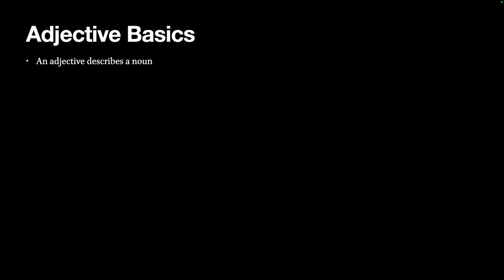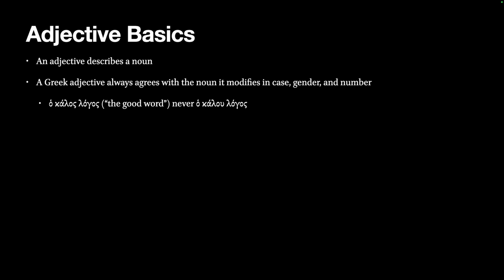With respect to the basics of adjectives, grammatically speaking, in all languages, an adjective is a word that describes a noun. So whereas a noun is a person, a place, or a thing, an adjective is going to give us more information. It's going to describe that noun in some way. So the yellow dog, yellow is the adjective that is describing the person, place, or thing, in this case, the dog. In Greek, an adjective is always going to agree with the noun that it goes with or modifies in case, in gender, and in number.